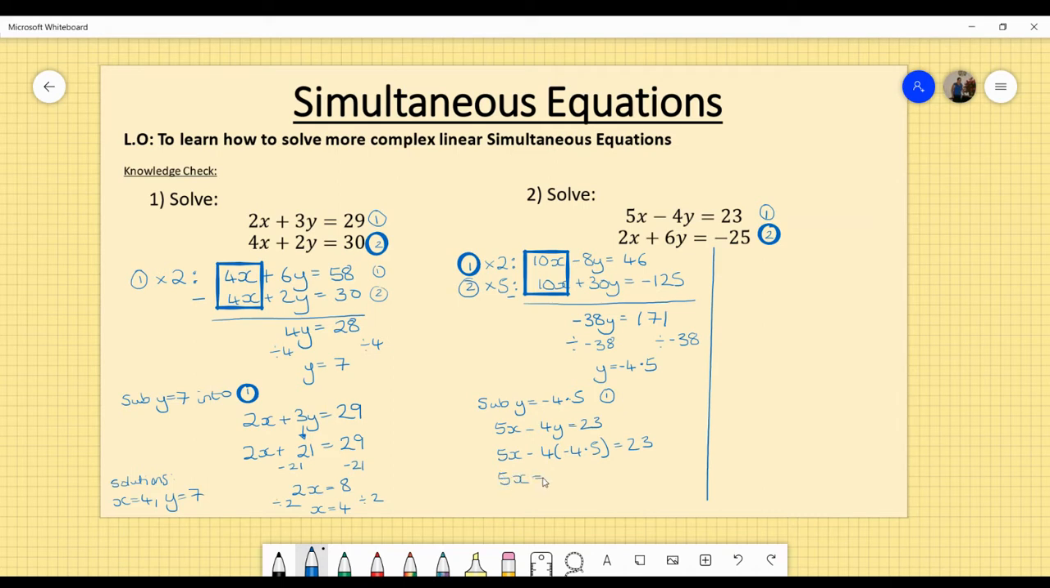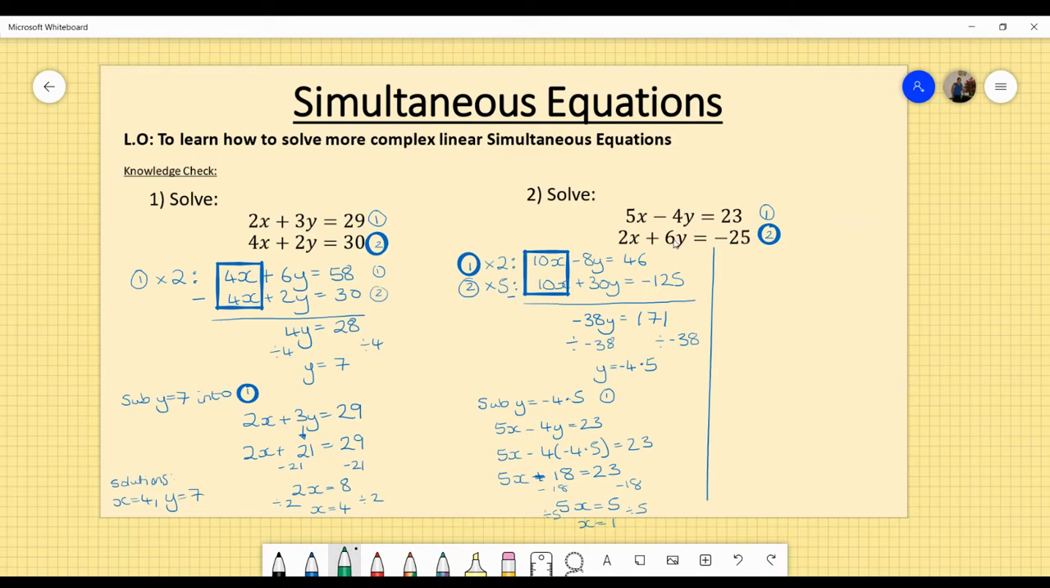So I get 5x plus 18 equals 23, and then solve it to find x. So minus the 18 from both sides, you will get 5x equals 5, and then divide by 5, and you'll get x equals 1. So my solutions then, y equals negative 4.5 and x equals 1. Alternatively, we could have done it the other way with the y's. So I'm just going to change colour so you can see the slight difference here.